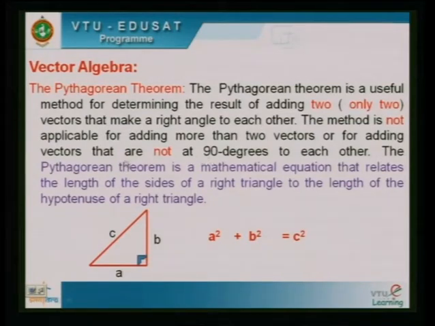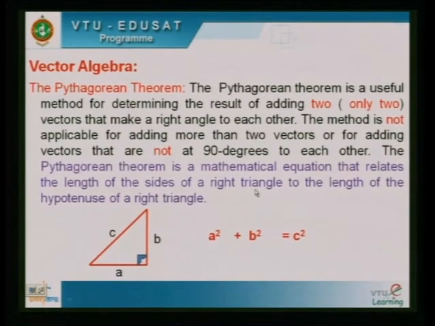This method is not applicable for adding more than two vectors, or for adding vectors that are not at 90 degrees to each other. The Pythagorean theorem is a mathematical equation that relates the length of the sides of a right triangle to the length of the hypotenuse. Say for example, you can take this as one vector and this one as another vector. You may call them A and B. These two are vectors, so this angle is 90 degrees. So how do we add? A square plus B square is equal to C square. The sum of these two sides' squares is equal to the hypotenuse, that is C square, what we have studied in the previous class.